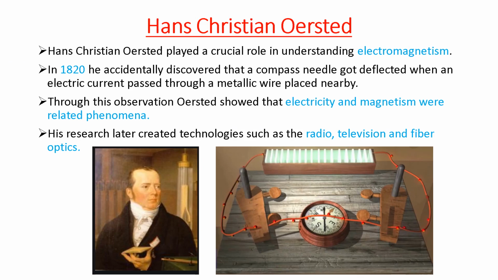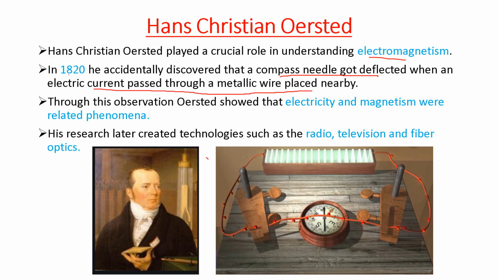So first of all, let us see who discovered this magnetic effect of electric current and how he did that. So he was Hans Christian Ørsted, a leading scientist of the 19th century. He played a very important role in understanding electromagnetism. In 1820, he accidentally discovered that a compass needle got deflected when electric current passed through a metallic wire which was placed near to it.